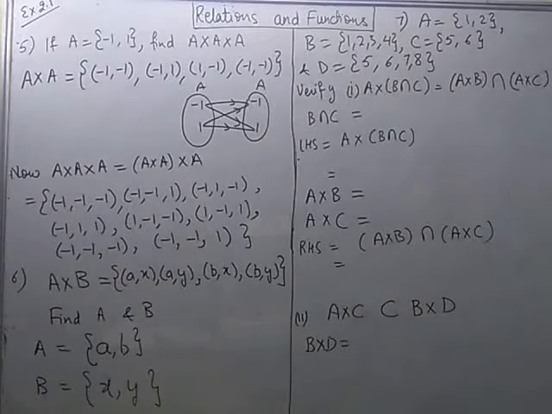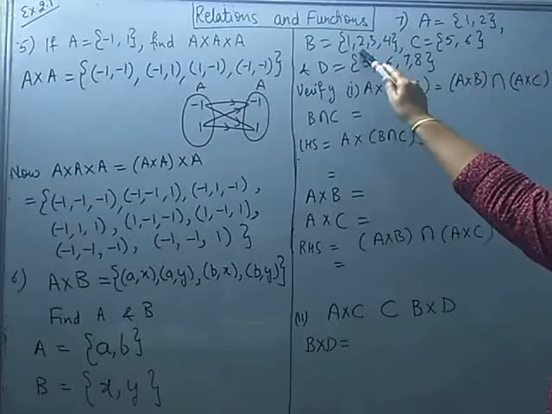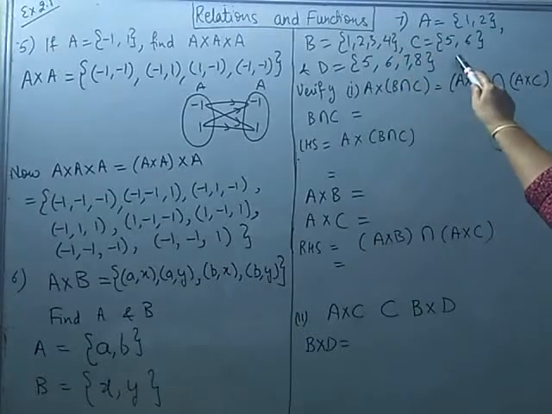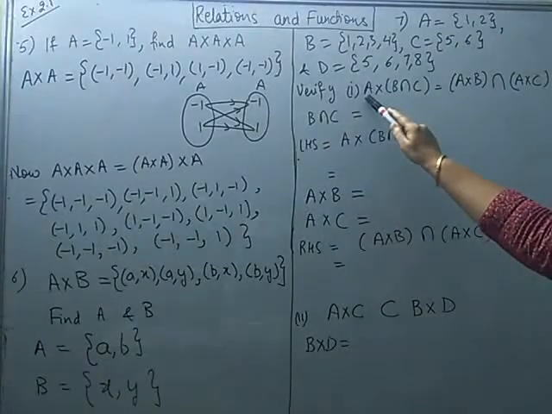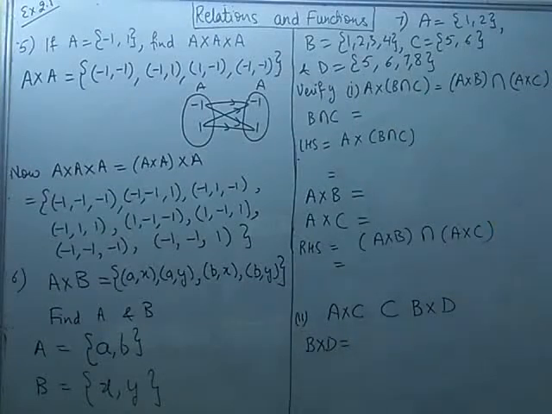Now moving on to the 7th: set A is given as having elements 1 and 2. B has elements 1, 2, 3, 4. C has 5 and 6. D has 5, 6, 7, 8. And we have to verify that the Cartesian product of A with B intersection C is the same as the intersection of A cross B and A cross C.